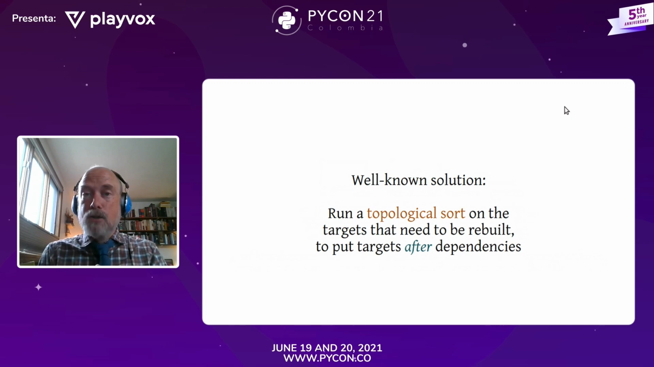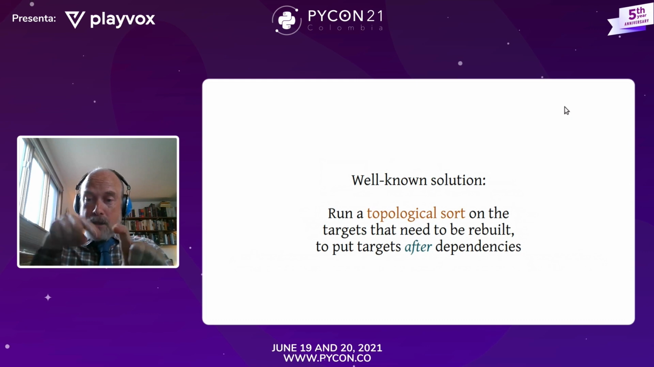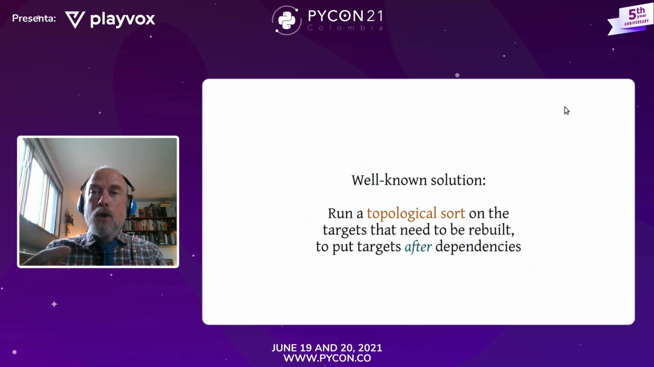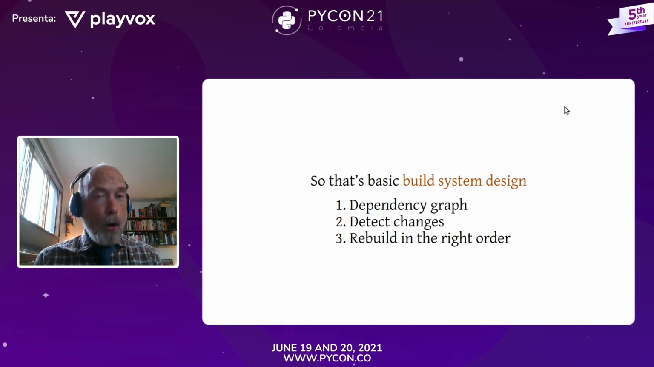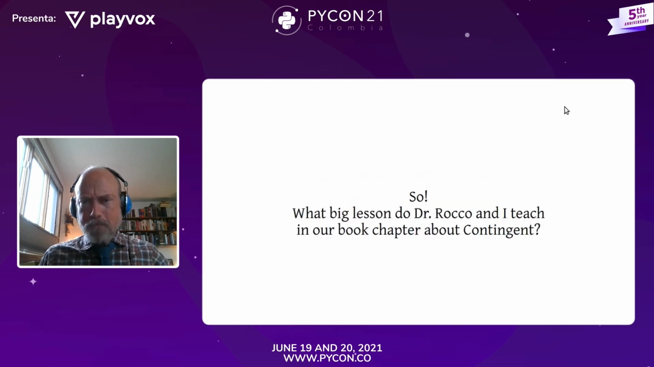I'll let you look up topological sort on Wikipedia or another reference if you're interested in it. Point being, we know a way, when there's nodes and arrows, to figure out an order to process the nodes in so that we don't get ahead of ourselves and build any nodes before they're ready. So, putting those three pieces together, you have a basic build system design: a dependency graph, a way to detect changes, and a little bit of caution to make sure you rebuild out-of-date targets in the right order.